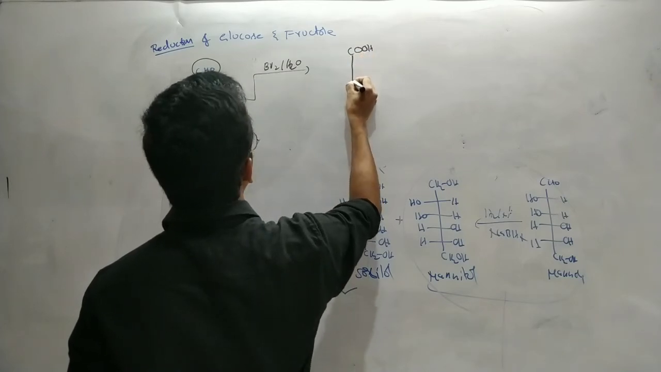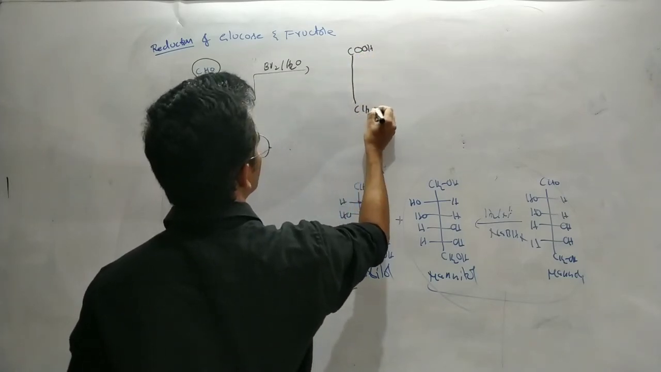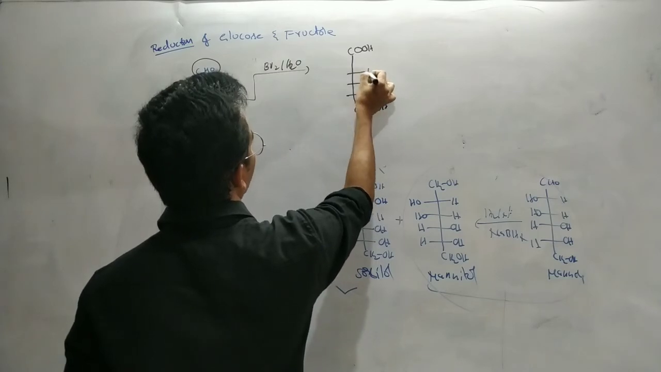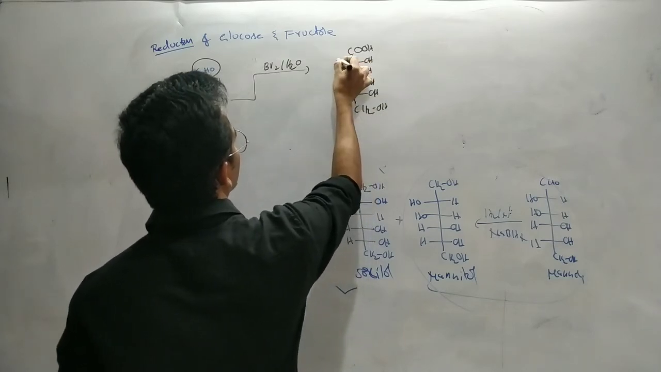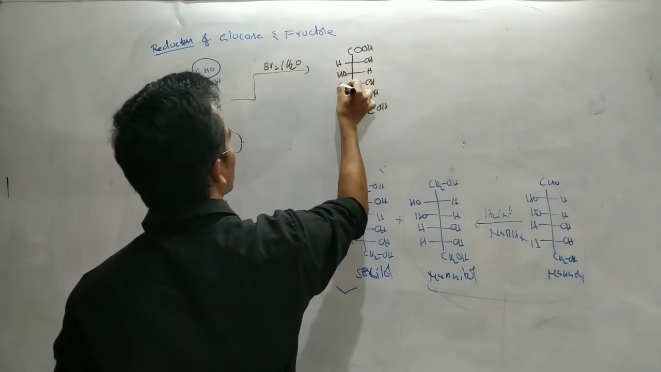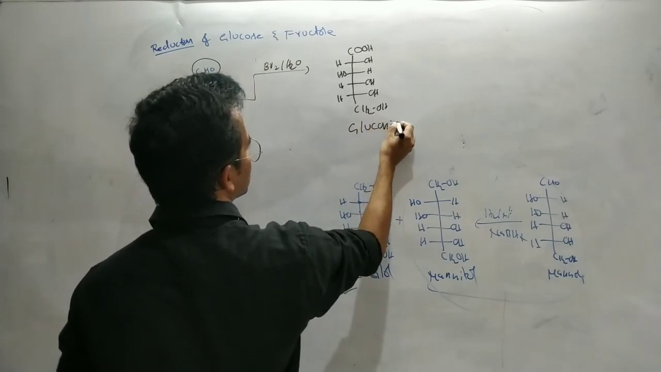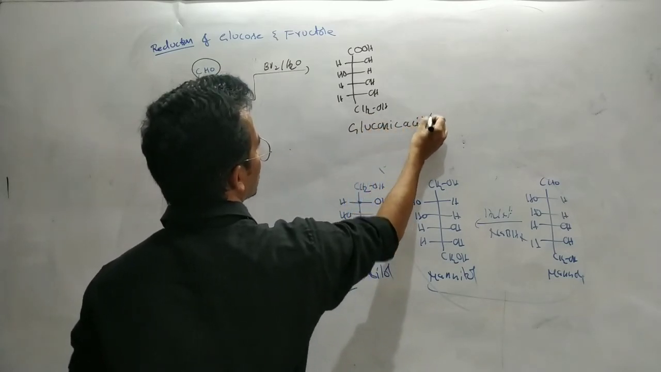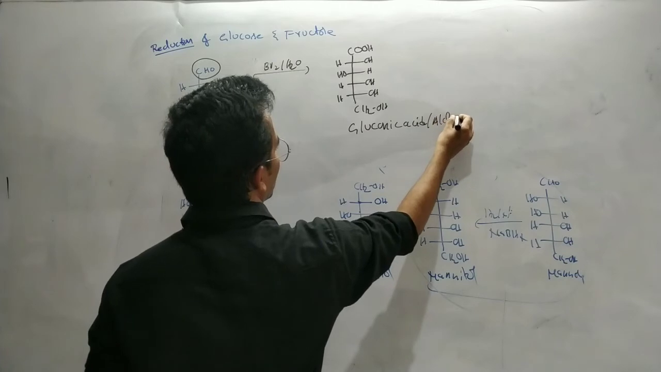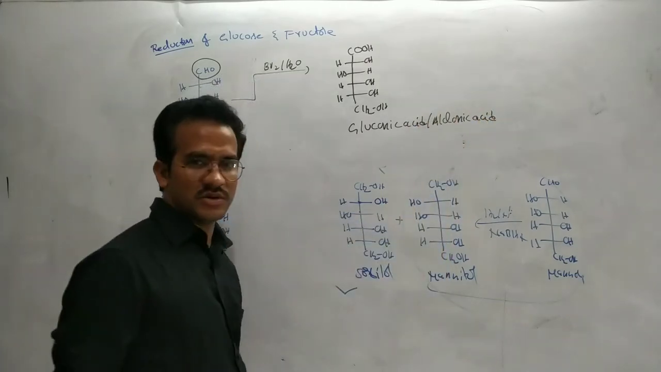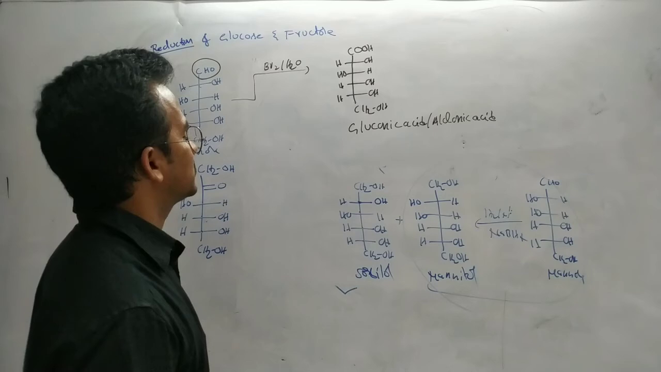So the remaining groups keep the same configuration. CH2OH. The remaining alcohol groups are not affected. OH here, a hydrogen. This is OH, hydrogen. This hydrogen. This compound is named gluconic acid. This compound is known as gluconic acid or aldonic acid. Okay, it is a monocarboxylic acid. This is a monocarboxylic acid.